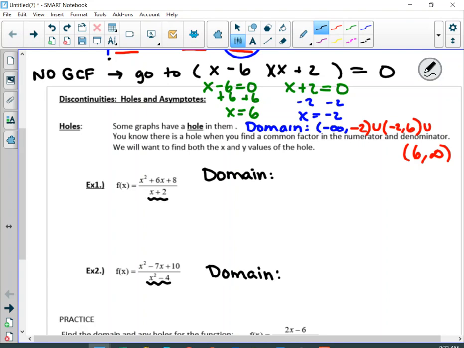Not on a domain. Not on a rational function domain. We're always looking for the numbers we're going to eliminate. So it's always.